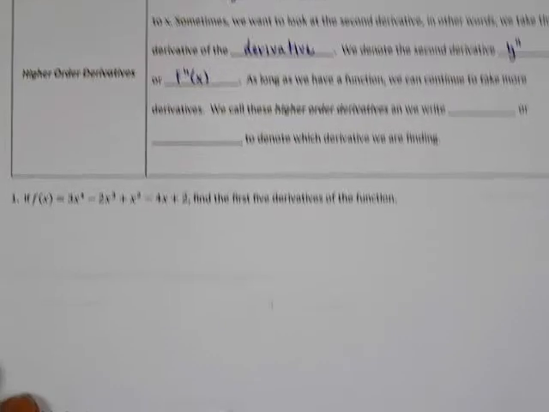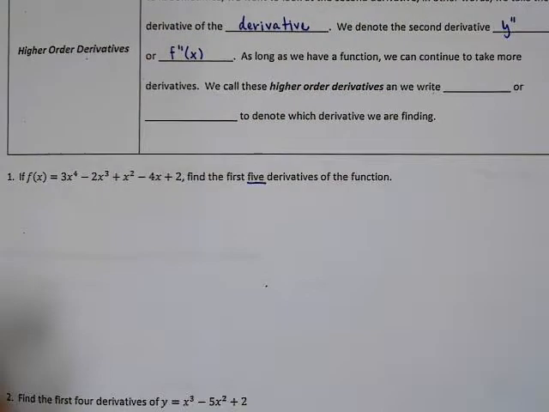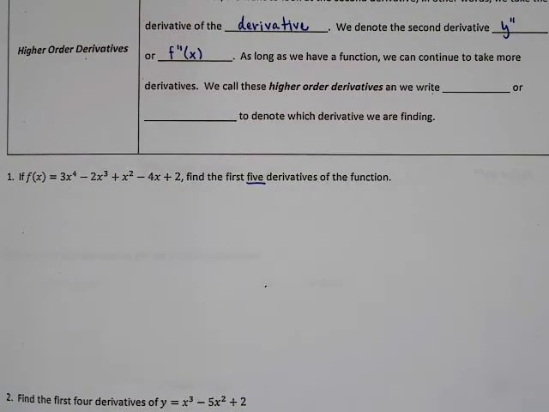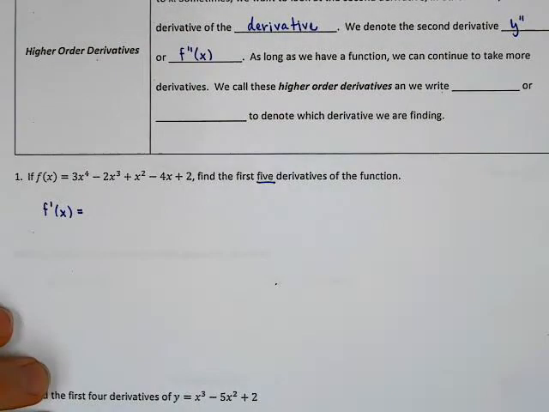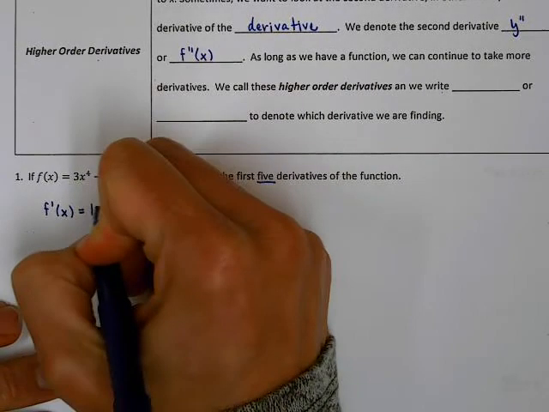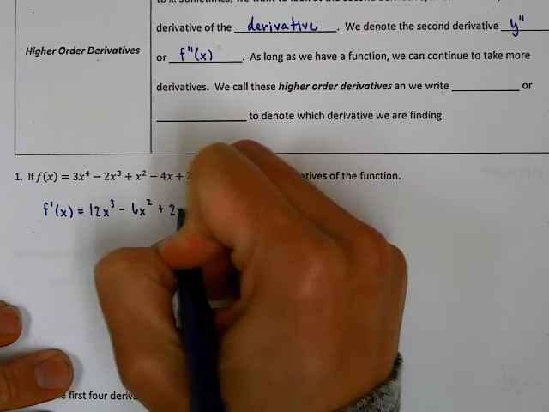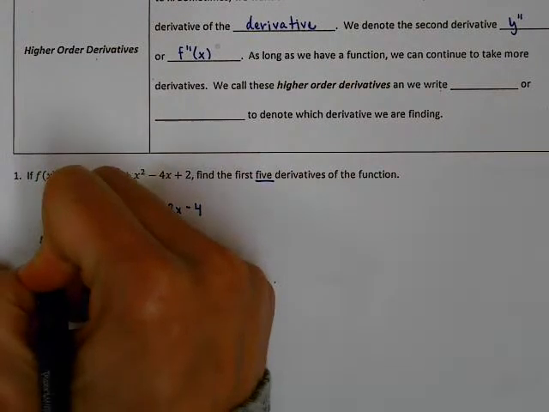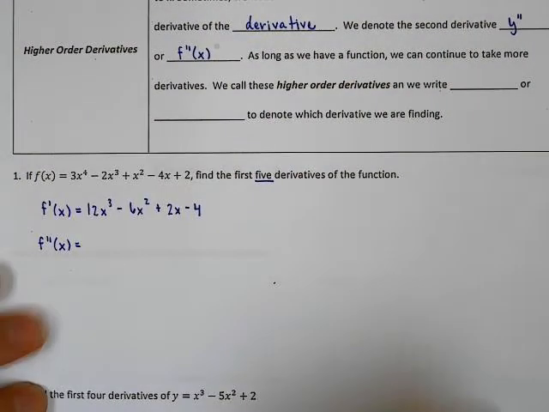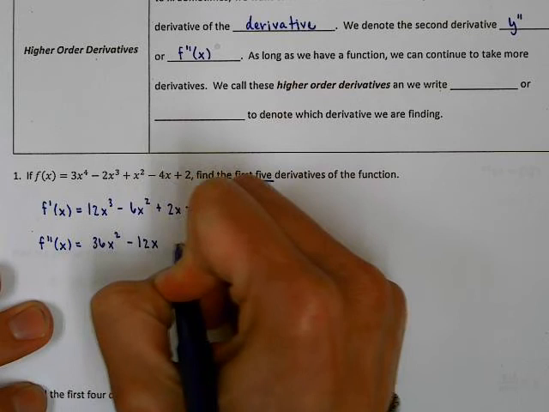So let's look at number 1. So I have a basic polynomial function here, and we're asked to find the first 5 derivatives of the function. So essentially I'm going to take the derivative 5 times. So my first derivative is going to be f prime of x, and I'm just going to use my normal power rule. So I have 12x cubed minus 6x squared plus 2x minus 4. That's my first derivative. And now I'm just going to keep taking the derivative of that derivative. So my second derivative, f double prime of x, is equal to 36x squared minus 12x plus 2.